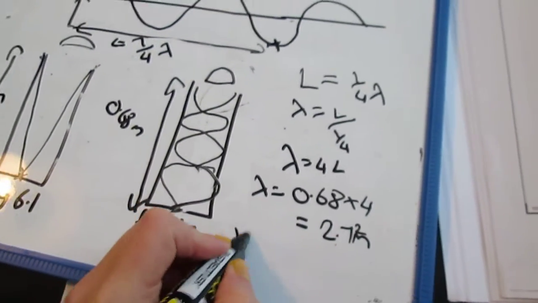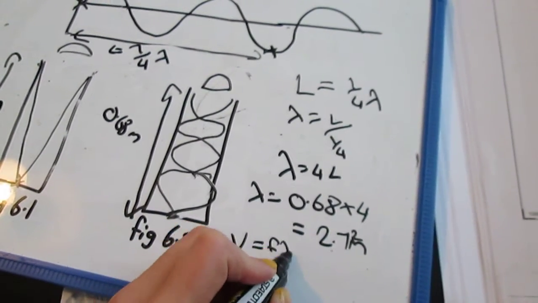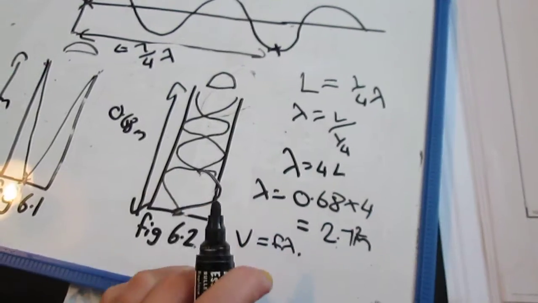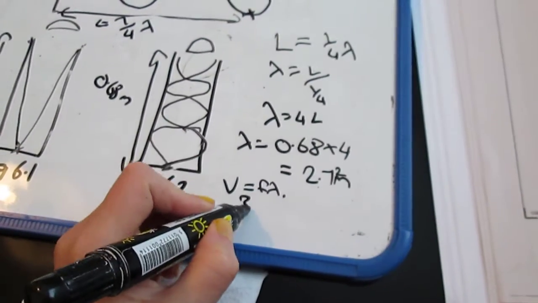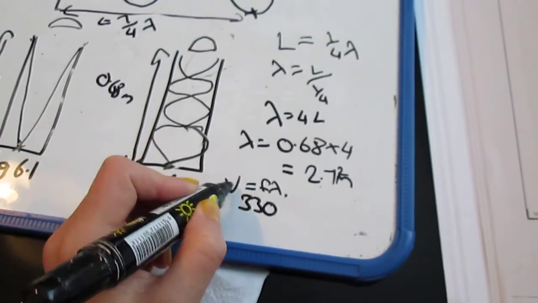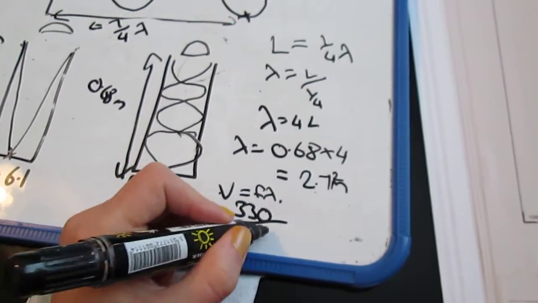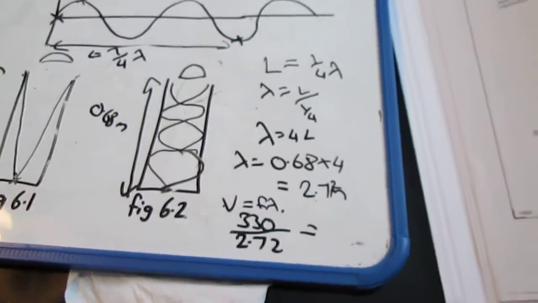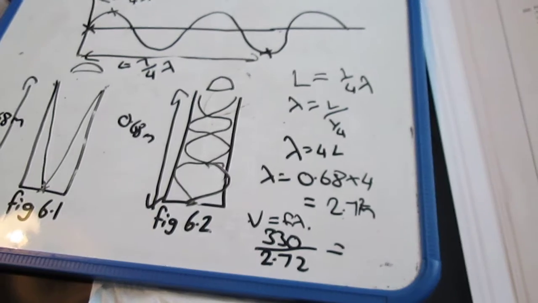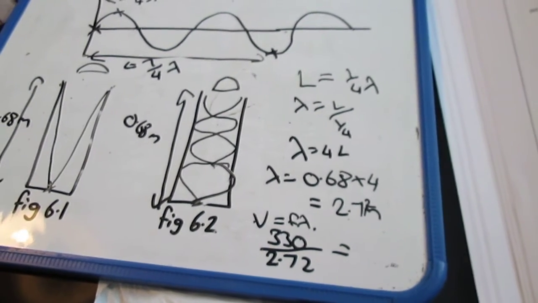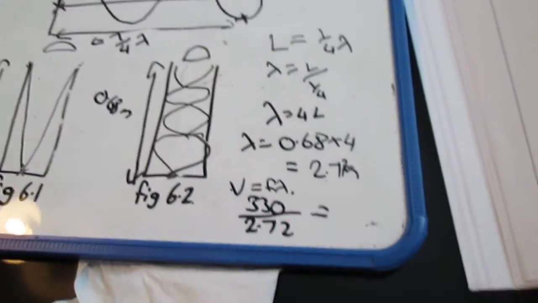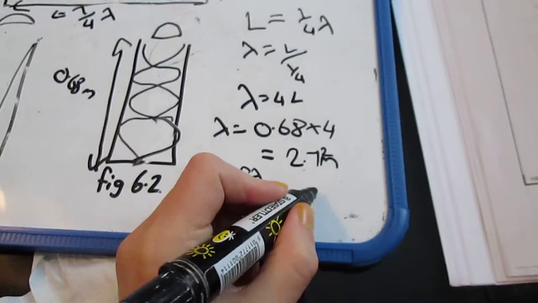meters. So I'm going to use my V is equal to F lambda. It tells us the speed of sound is 330. So V divided by 2.72, it's going to equal about 121 hertz.